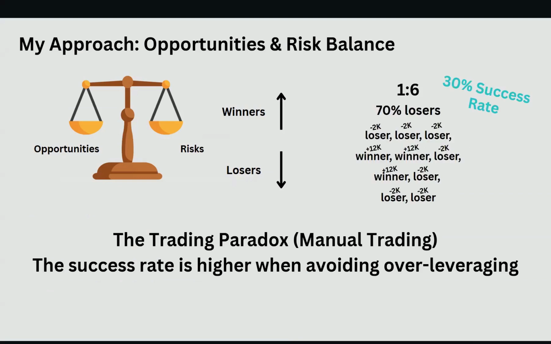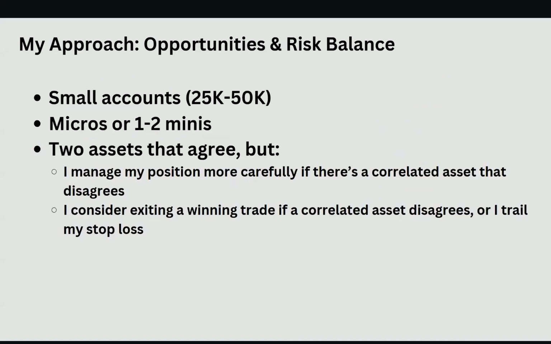So in the previous example, we had a 30% success rate. We found that we do much better when we avoid over leveraging as humans. The probability of FOMOing decreased dramatically once I moved to work on small accounts. In addition, I prefer not to copy trade mentally. It's similar to over leveraging, similar effects. So my approach is trading with small accounts, 1 or 2 minis, even micros in some cases. 2 instruments that agree can be enough for me in most cases.